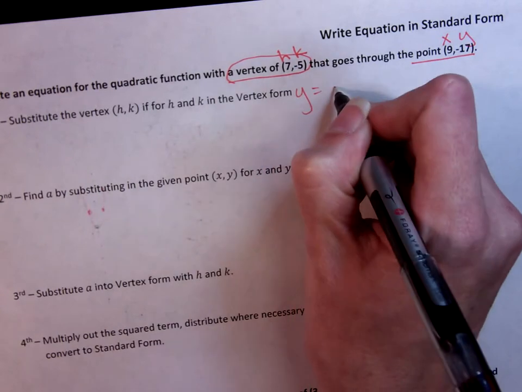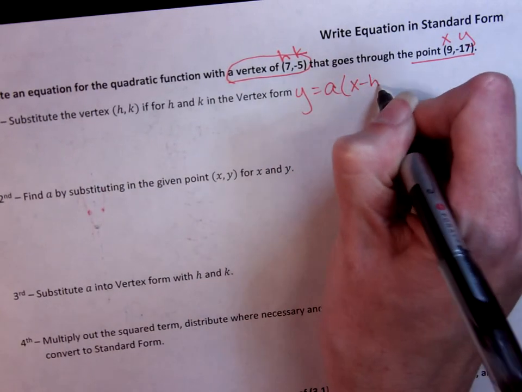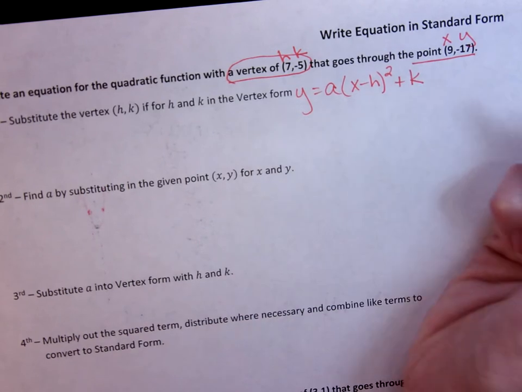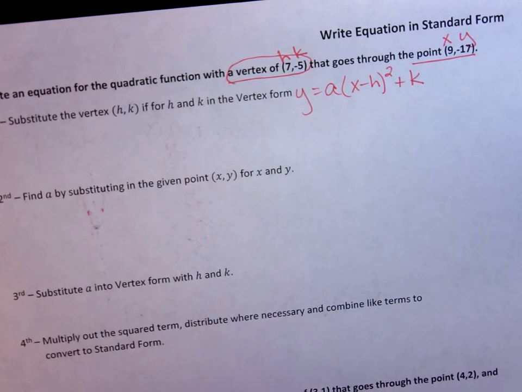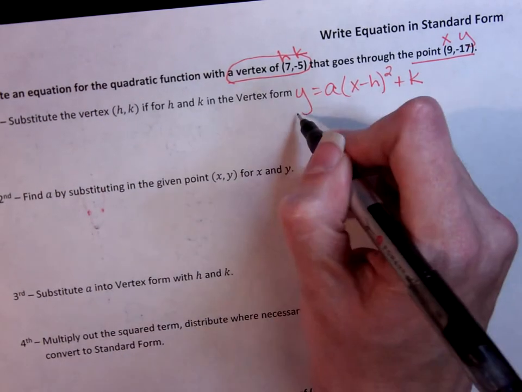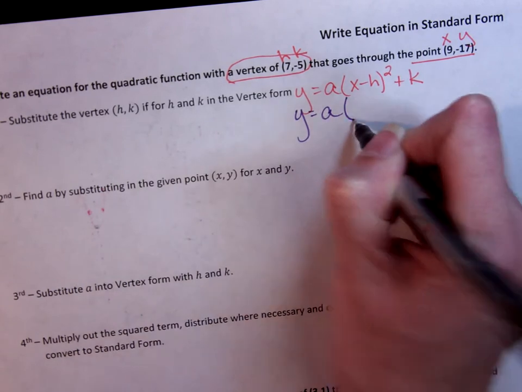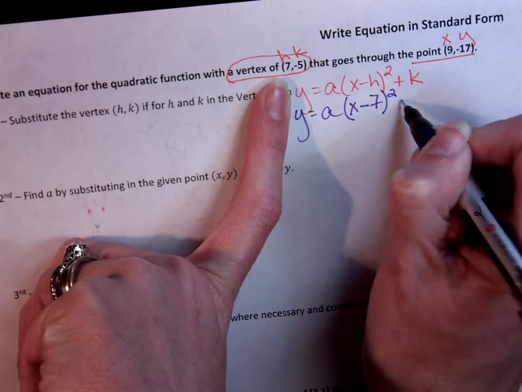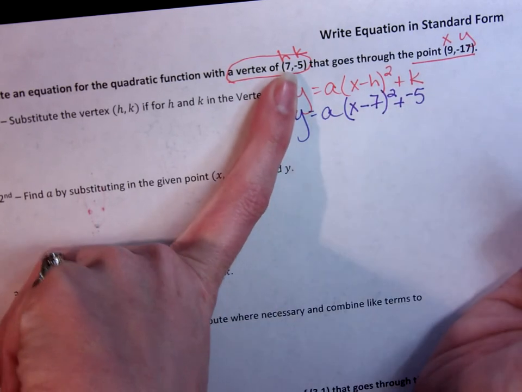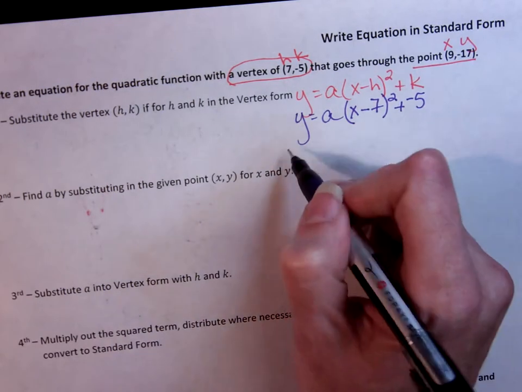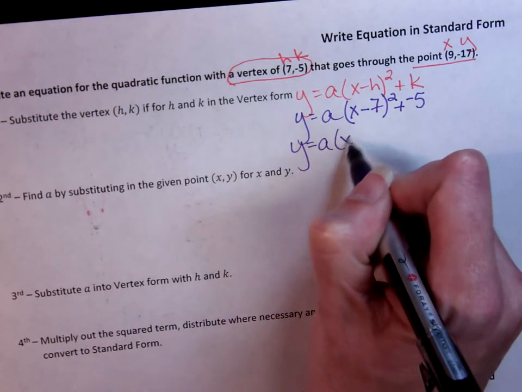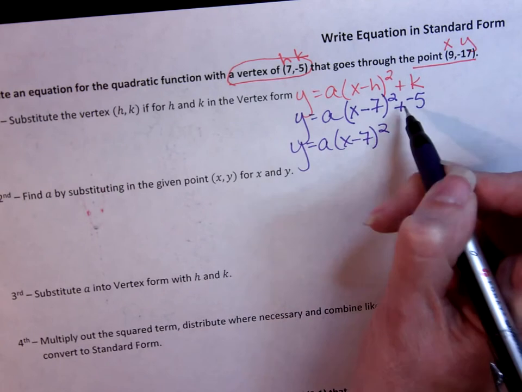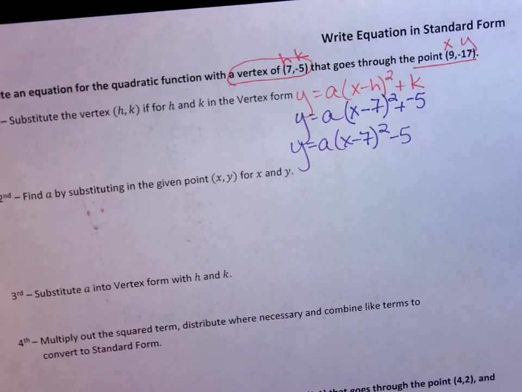Y equals a times x minus h squared plus k. And then we're going to sub in the values that we have. Okay? So y equals a. The first thing I'm going to plug in is x minus the 7 plus negative 5. And we'll clean that up a little bit. Y equals a times x minus 7 squared. Let's just make this minus 5 so it's a little neater to look at later on.